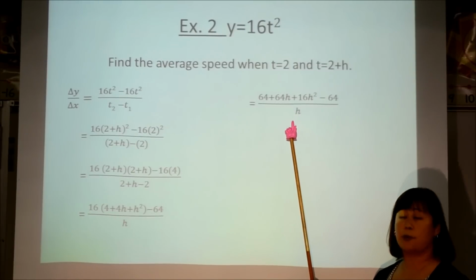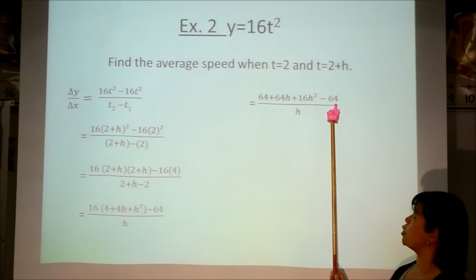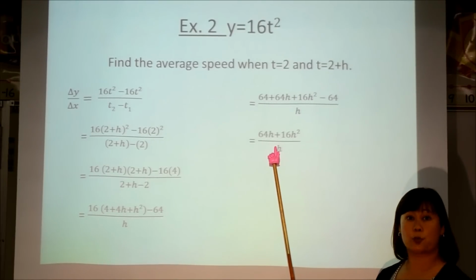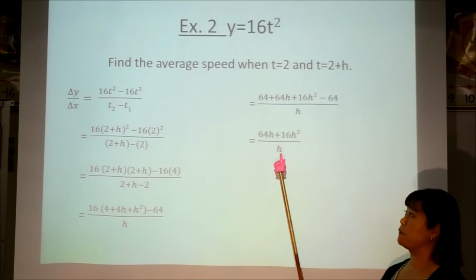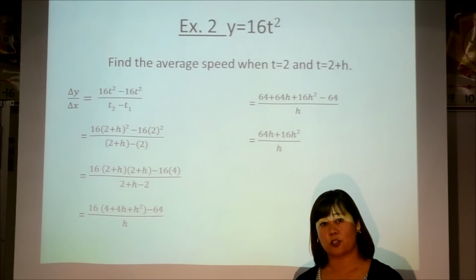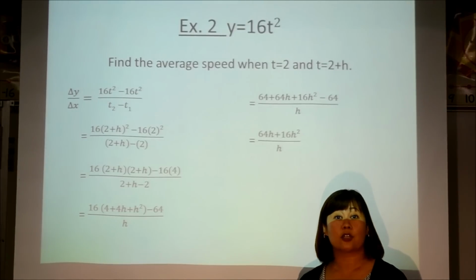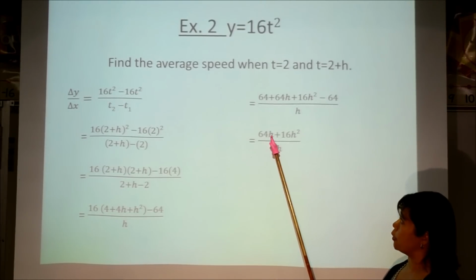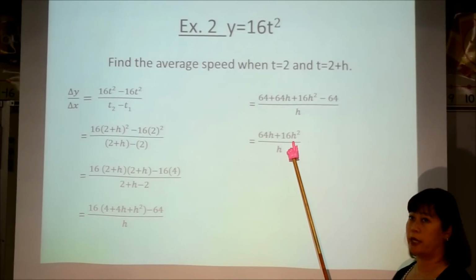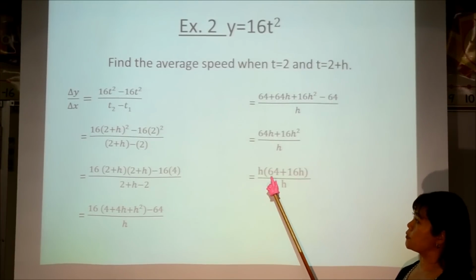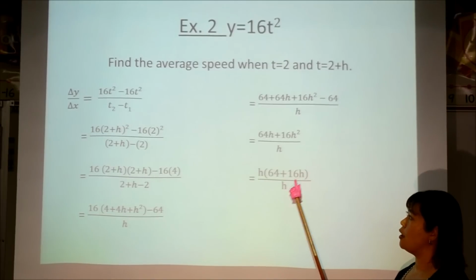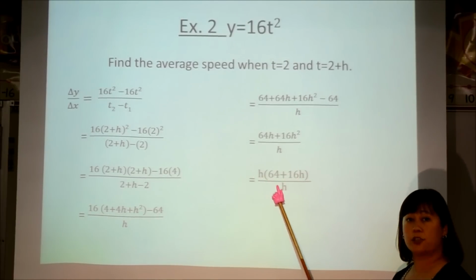So right away you can see the 64's will cancel each other out. So you're left with 64h plus 16h squared, all over h. Now, if you stop right here, you're going to be wrong, because in algebra we always want to simplify as much as possible. So we need to continue, because can you see, on the numerator, we could factor out an h from both this term and this term? So let's factor it out. If I factor out h, I'm going to have 64 plus 16h, all over h. And then the h's will cancel out.